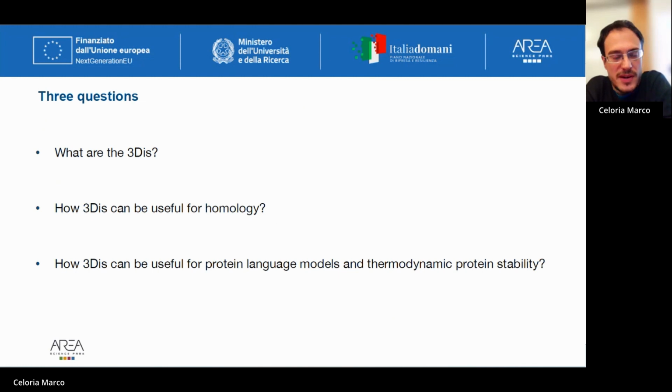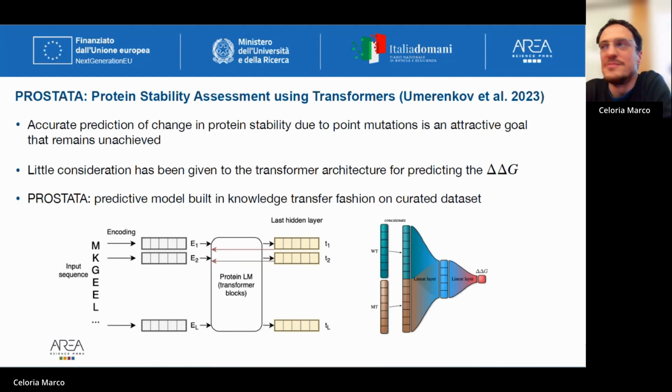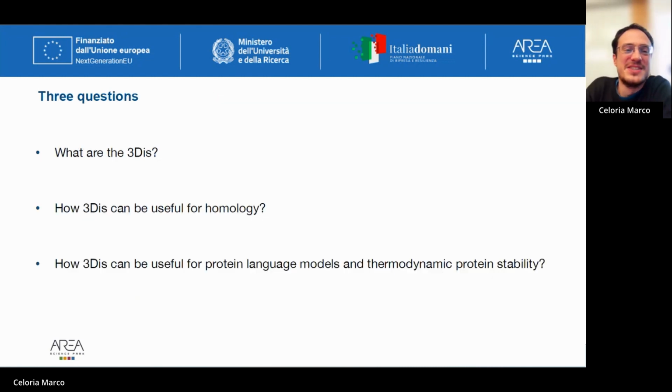So now I would like to answer three questions. What are these structural alphabets? How can they be useful for homology? And how can they be useful for thermodynamic protein stability?